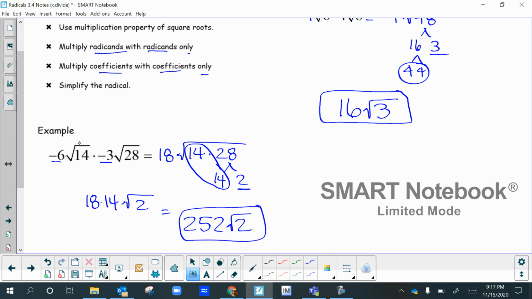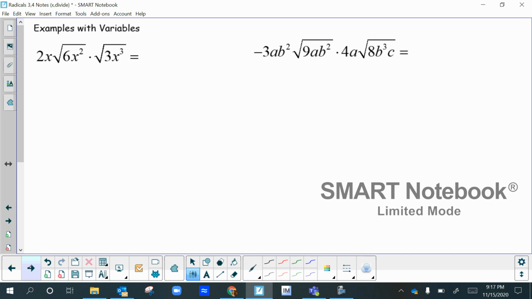Okay, so much bigger numbers, but it's still pretty easy to work with. And that's it. That's all you're doing when you're multiplying radicals. Okay, now let's try multiplying radicals with variables. So you'll have to remember from Algebra 1, what do you do when you multiply variables with exponents.